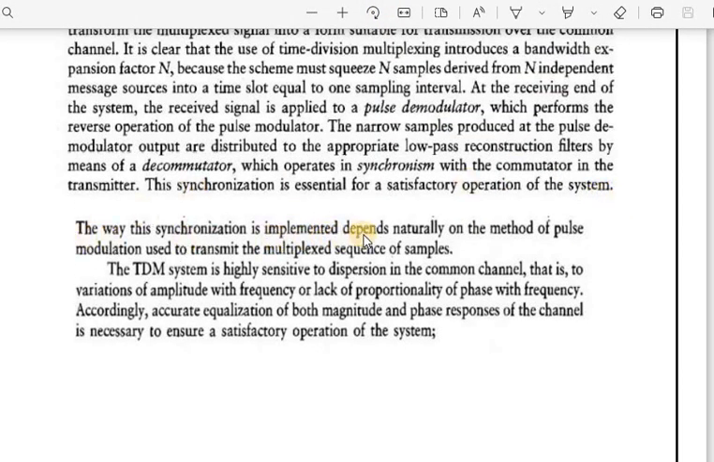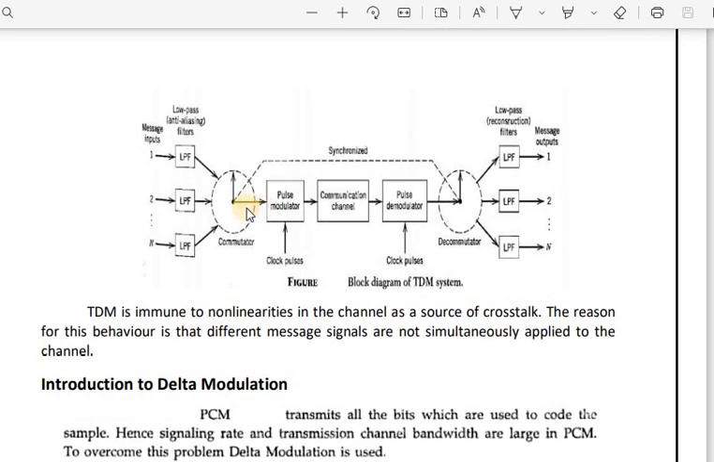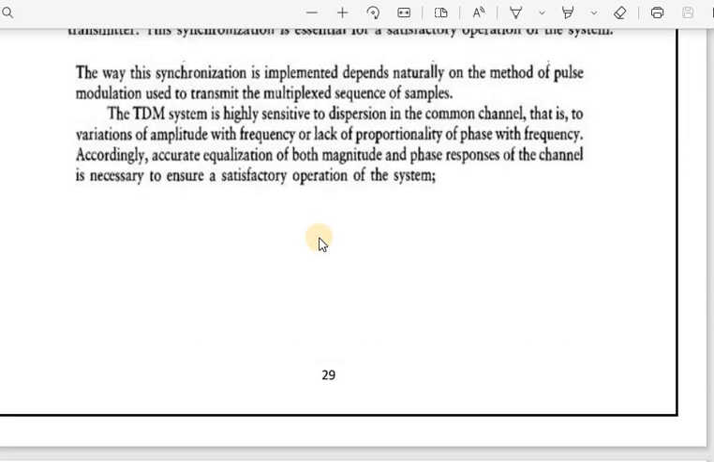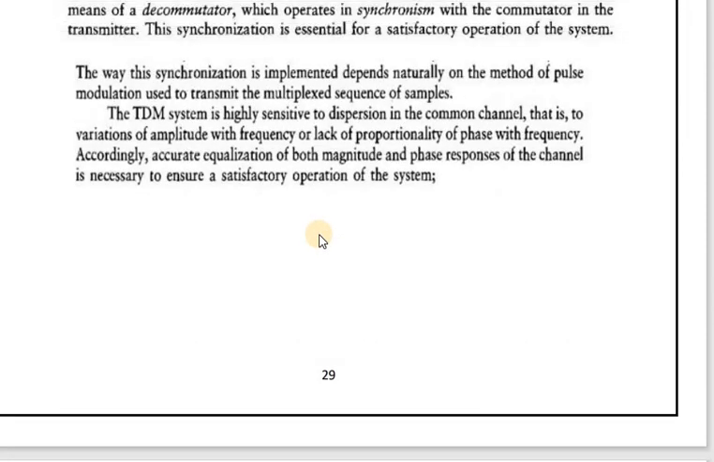The way this synchronization is implemented depends naturally on the method of pulse modulation used to transmit the multiplexed sequence of samples. I repeat, synchronization depends upon the pulse modulation scheme that we choose for transmission of the multiplexed signal through a particular channel. The TDM system is highly sensitive to dispersion in the common channel, that is, variations of the amplitude with the frequency, or lack of proportionality of the phase with the frequency.